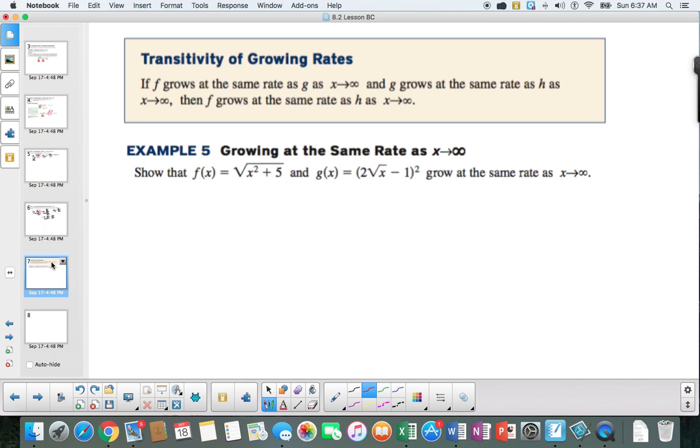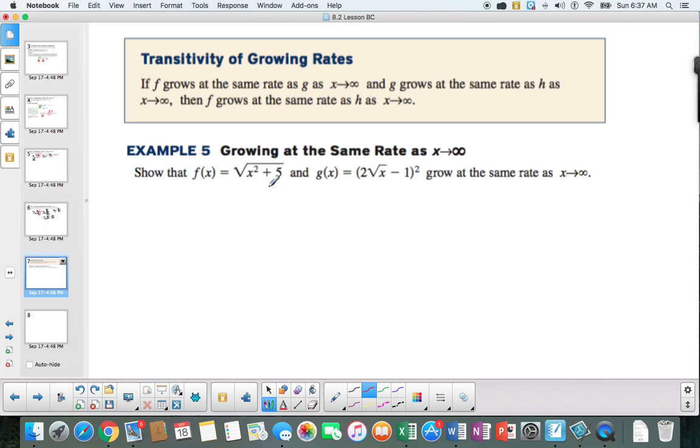Okay, transitivity of growing rates. If f grows at the same rate as g and g grows at the same rate as h, then f grows at the same rate as h. So let's take a look at these and show that they're growing at the same rate. And what we want to do is, they're pretty complex looking. What we'd rather do is compare them with something simple that's easy for us.